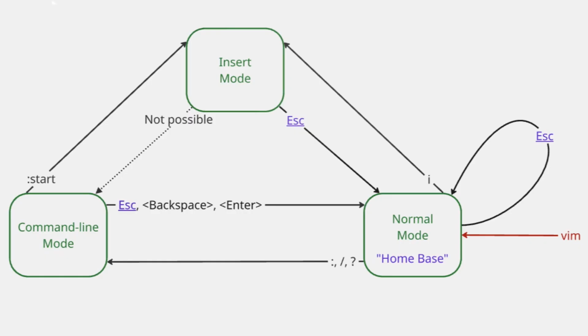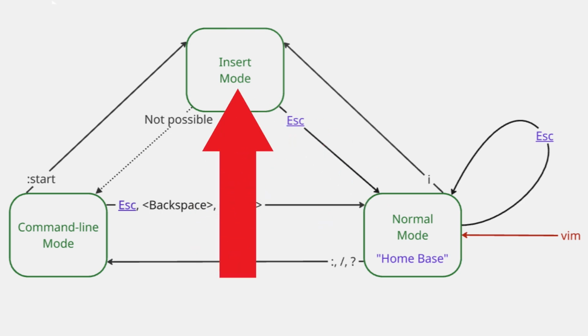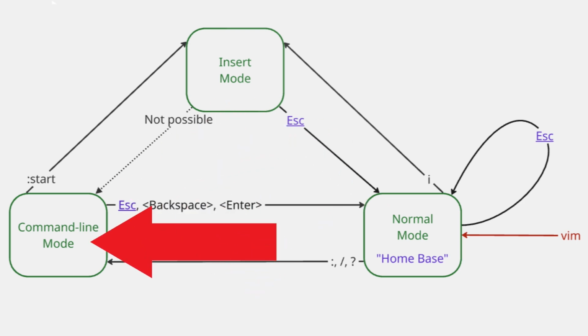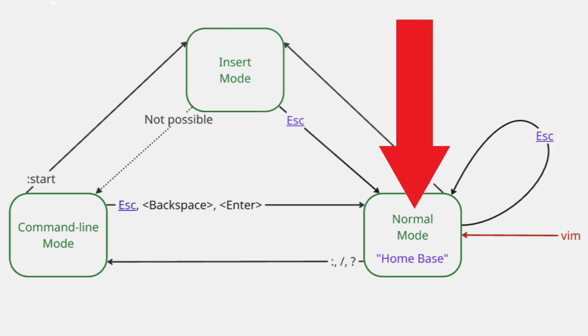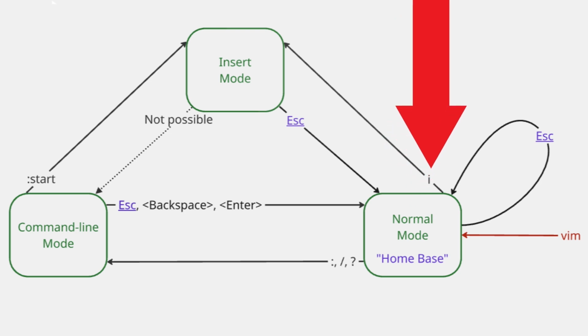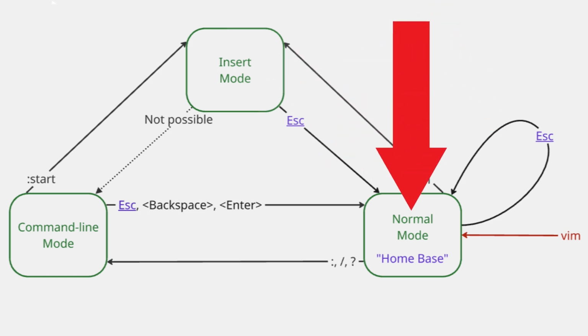Now, this graphic shows you how to visualize my three-step system. These are the three main modes: normal mode, insert mode, and command line mode. When you first launch Vim, you are automatically placed into normal mode. I also call this home base, and you'll see why in a moment. To go from normal mode to insert mode, you hit lowercase i, and the escape key takes you back to normal mode. Pretty straightforward.